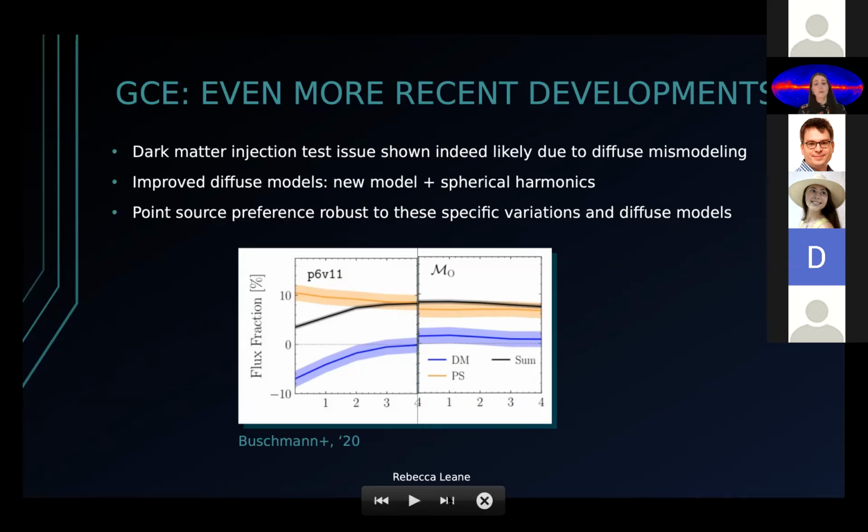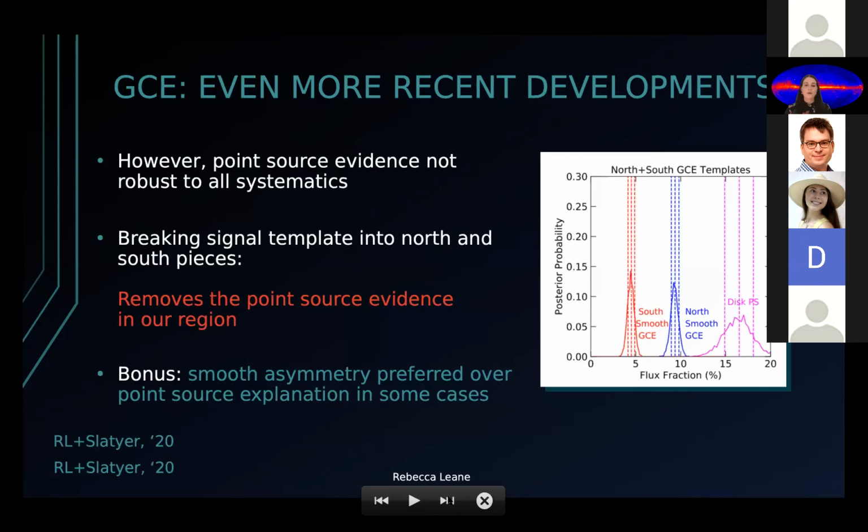Okay, so the point of this paper as well was saying that the point source preference seemed to be robust to the specific variations they used in these different diffuse models. So they still always had some evidence for point sources. But while you can be robust to some particular analysis choices, it doesn't mean you'll be robust to all of them.